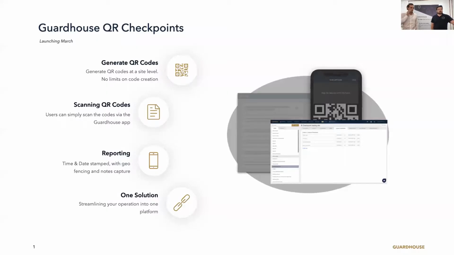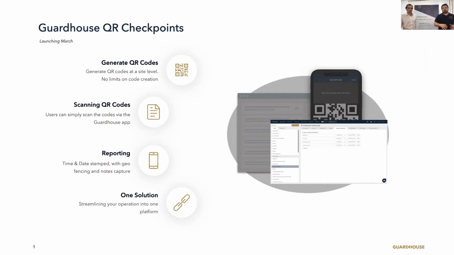So first of all, the functionality we're going to be introducing today is our QR checkpoints. This is the first step for us towards moving into the employee tracking, and tours and patrols functionality as our system grows. Today we are launching this functionality, so we will be able to start turning this on for clients who would like to take advantage of it as soon as this webinar is finished.